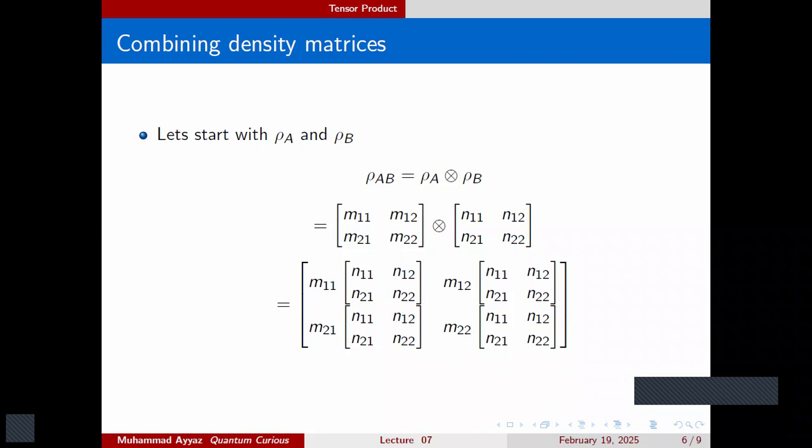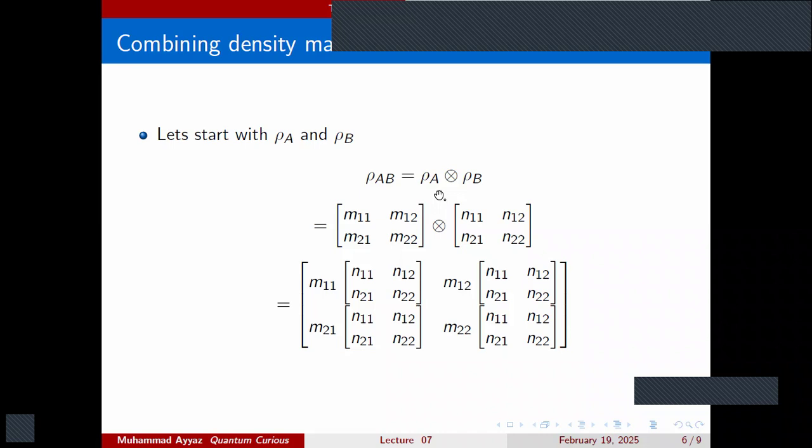So we have individual subsystems, and they are represented by rho A and rho B. So we want to know what is the form of the composite system. So we could get the composite system state, that is the density matrix state, from the tensor product of the density matrices of the individual subsystems. So in that case, we have rho A that has elements M11, M12, M21, M22, and similarly we have rho B that is represented as a matrix having elements N11, N12, N21, and N22.